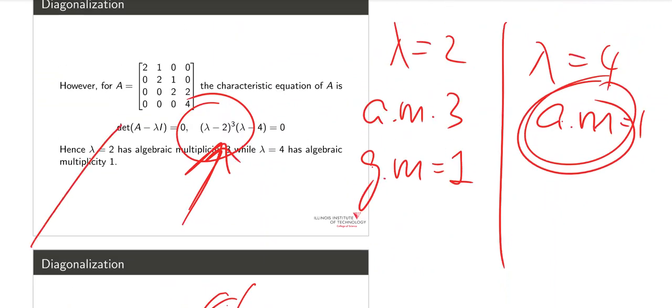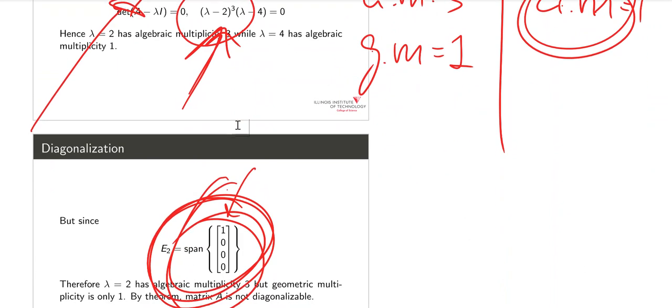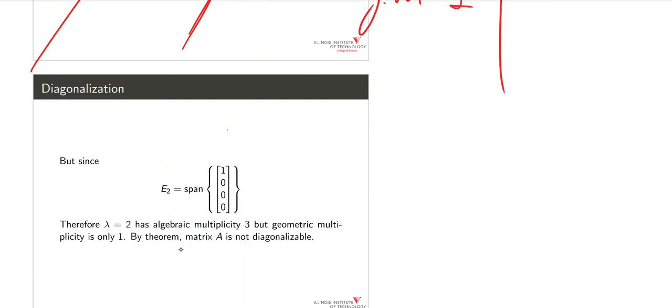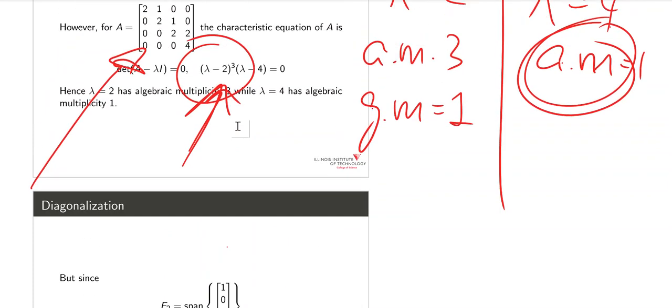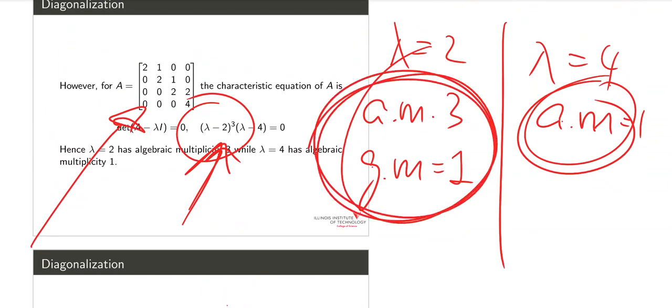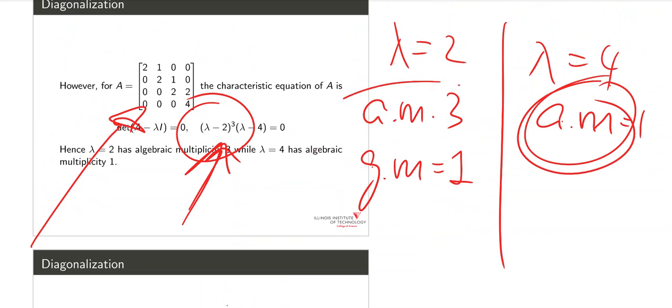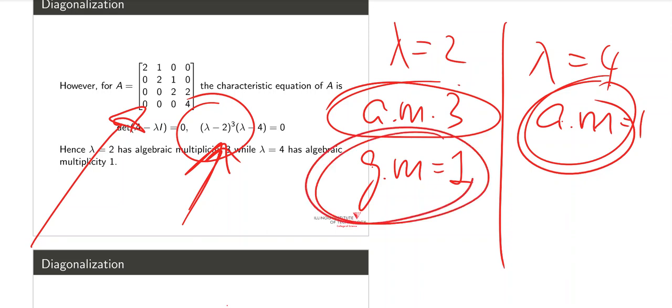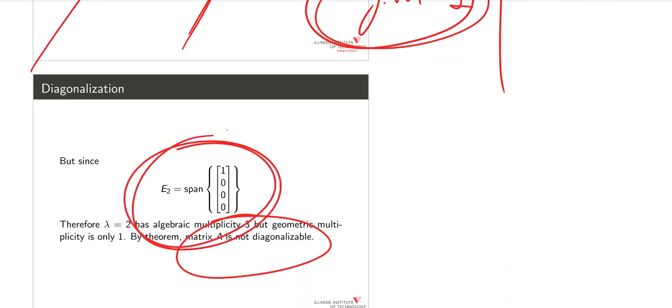By the theorem, I need 4 independent eigenvectors to diagonalize it. So now I don't have that. Therefore, you will have to conclude that matrix A is not diagonalizable. Why? We don't have enough eigenvectors. Even though lambda equals 2 repeats 3 times, it doesn't give you 3 independent eigenvectors. It only gives you 1, because if you compute the eigenspace, this is the only thing you get.